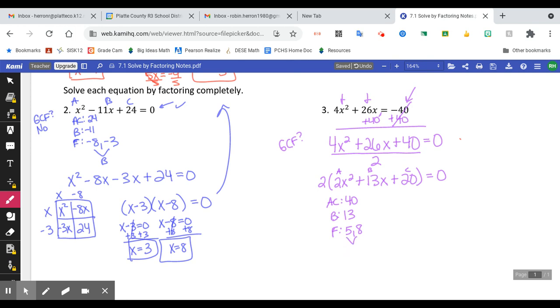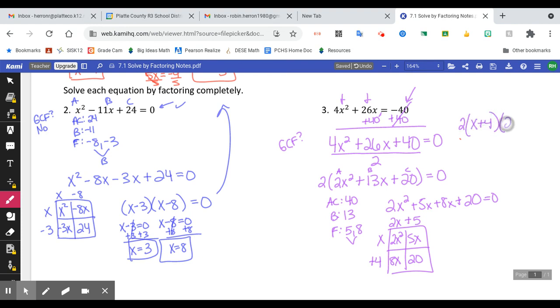These two replace B. So I have 2x squared plus 5x plus 8x plus 20. Okay. These are my 4, so they go in the box. 2x squared, 5x, 8x, and 20. These guys share an x. These share a 2x. Multiply by 5, multiply by 4. And my parentheses are x plus 4 times 2x plus 5 equals 0.